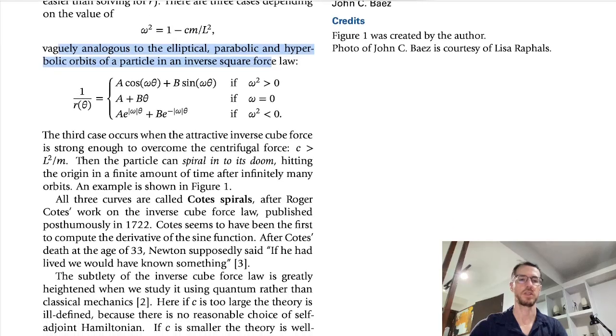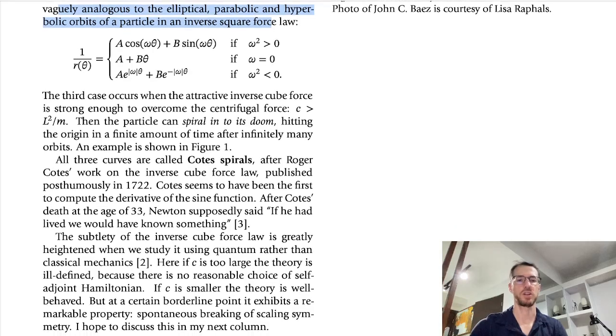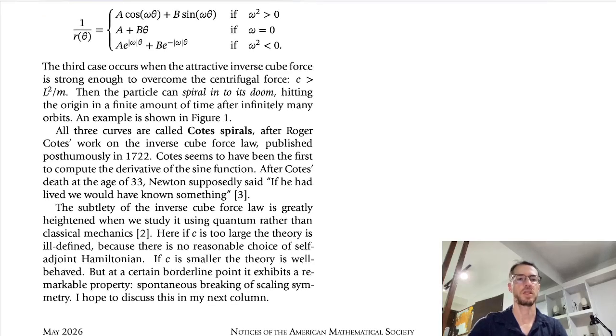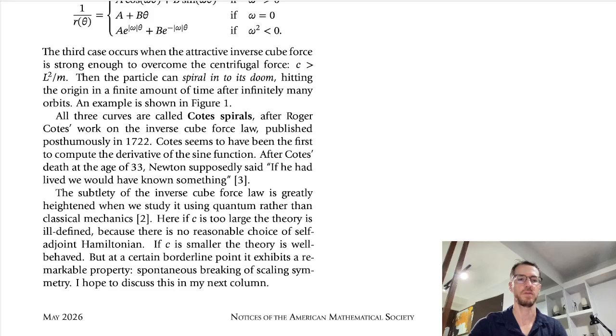1/r(theta) is A cos(omega theta) + B sin(omega theta) if omega squared is bigger than 0. 1/r(theta) is A + B theta if omega equals 0. And 1/r(theta) is A e^(|omega| theta) + B e^(-|omega| theta) if omega squared is less than 0. The third case occurs when the attractive inverse cube force is strong enough to overcome the centrifugal force, c bigger than L squared over m. Then the particle can spiral into its doom, hitting the origin in a finite amount of time after infinitely many orbits. An example is shown in Figure 1.